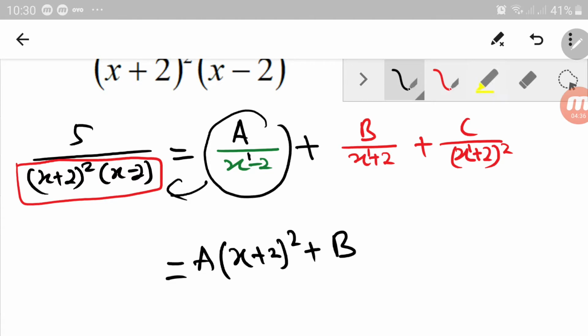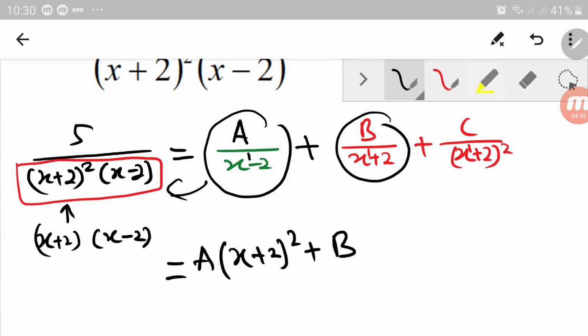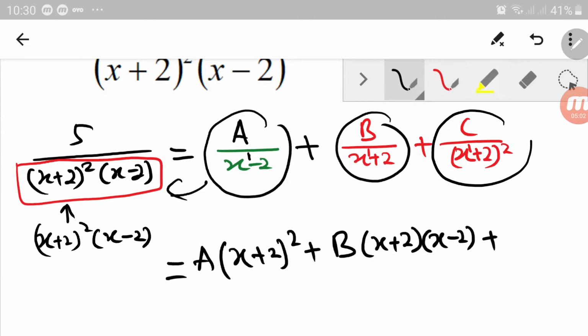So how about B? B already has x plus 2. Over here we have 2 x plus 2 and 1 x minus 2. But B already has 1 x plus 2. So B needs 1 more x plus 2 and another x minus 2. Now let's move on to C. C already has (x + 2) squared, so no need. Only needs x minus 2. So settled.